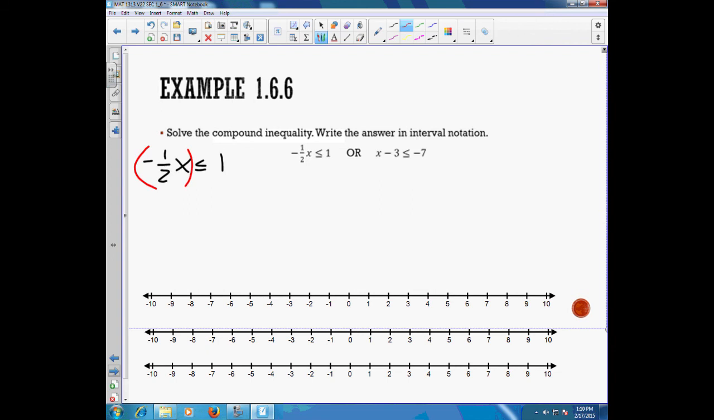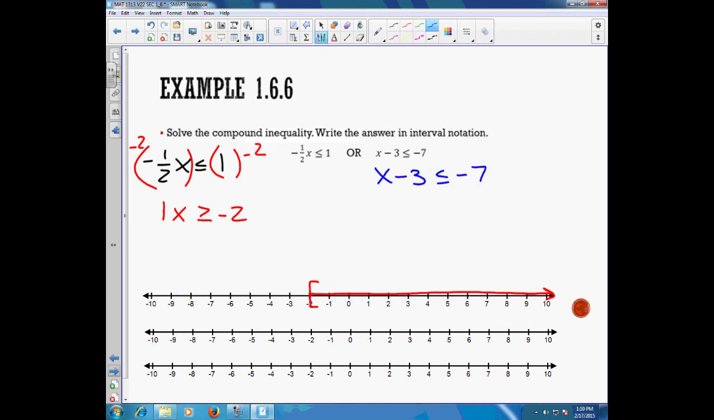And so if we multiply both sides by -2, negative 2 times negative 1/2 is going to be positive 1x, greater than or equal to negative 2. When we multiply by a negative, the inequality also flips. And so we get x is greater than or equal to negative 2. So we'll put that on our first line. For the second line, we have x minus 3 is less than or equal to negative 7. We're going to add 3 to both sides, and we get x is less than or equal to negative 4.